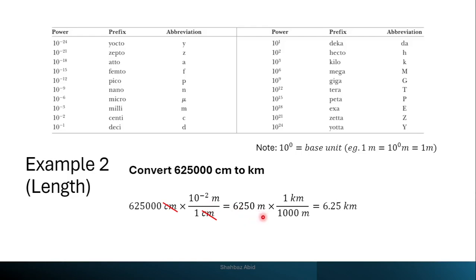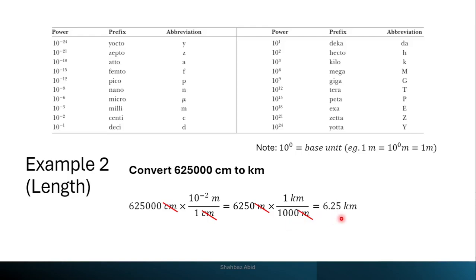And again, from the base unit to a multiple unit, 1 kilometer is actually equal to 1000 meter. Again, come back to this table. 1 kilo of any base unit is actually equal to 10 raised to the power 3 of the base unit itself. So meter cancels out. 6250 divided by 1000 is going to give me 6.25 kilometer.